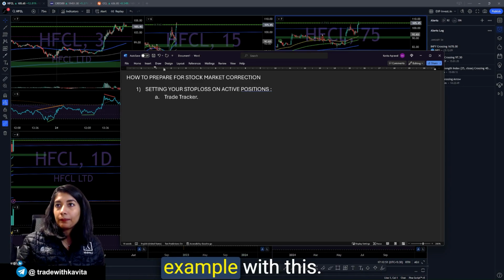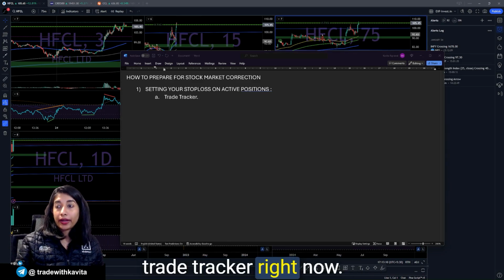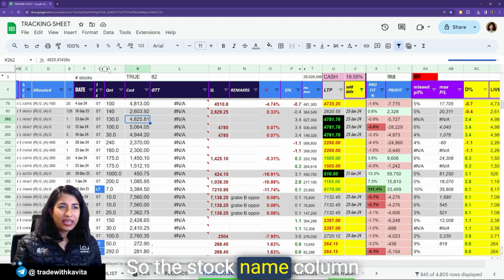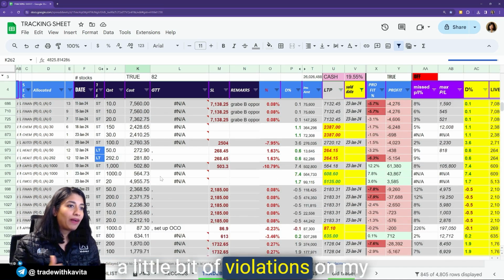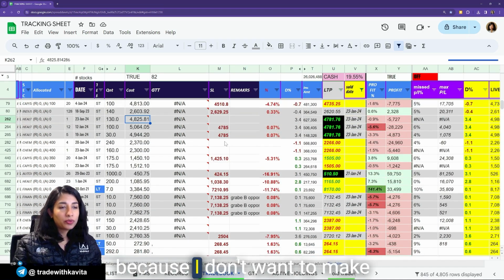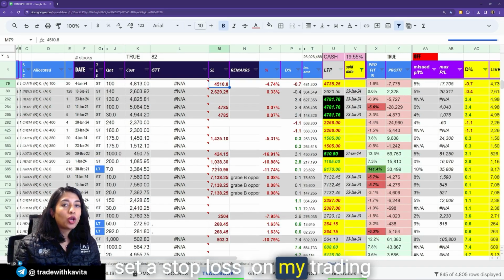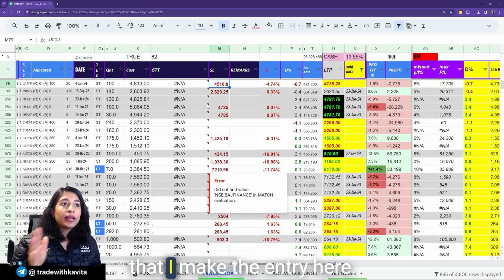So I will give you an example. I'm going to show you my trade tracker right now. It has a lot of columns. The stock name column has been hidden because it would be a bit of a violation on my part if I share stock names, because I don't want to make any recommendations here. So whenever I set a stop loss on my trading account, I always make sure that I make the entry here.